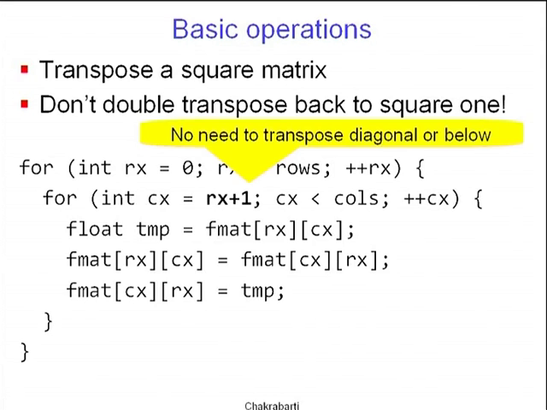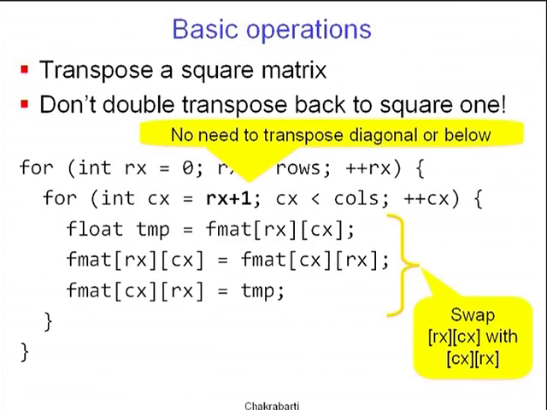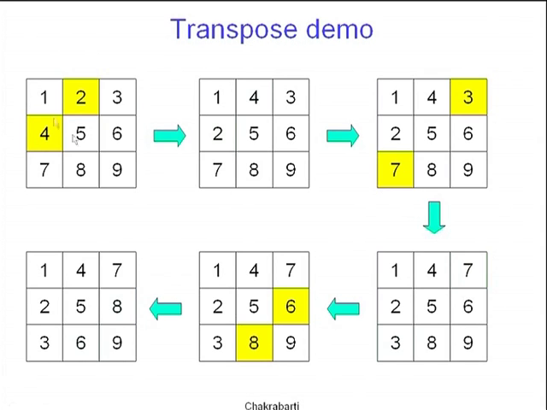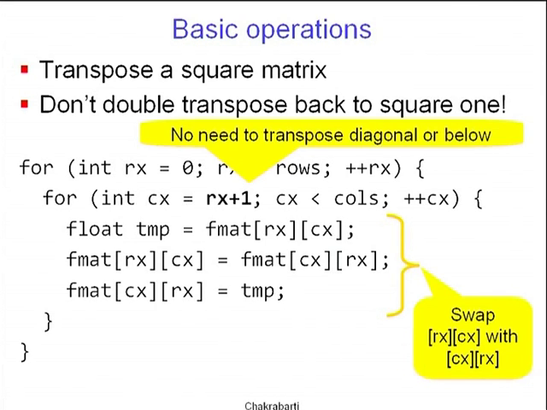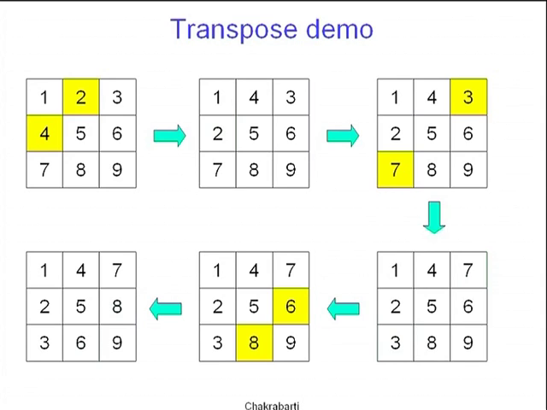So here is a pictorial demo. So no need to transpose diagonal or below redundantly, just do it once, and swap rx cx with cx rx. Okay. So here is the picture. I start off with the first matrix. I don't look at the diagonal 0, 0, no need. I look at 0, 1 and 1, 0. I swap those. Then I look at 0, 2 and 2, 0. I swap those, 2, 7, 3 like this. Then I don't need to look at 5. I only need to look at this last number, 1, 2 and 2, 1, 6 and 8, and I transpose those. Okay. So this 2D matrix is the transpose of that 2D matrix, 4, 7, 8, 4, 7, 8. 2, 3, 6, 2, 3, 6. So that's why you only need to do cx equal to rx plus 1. You shouldn't go from cx equal to 0. That's a bug. Fine? Very simple examples.